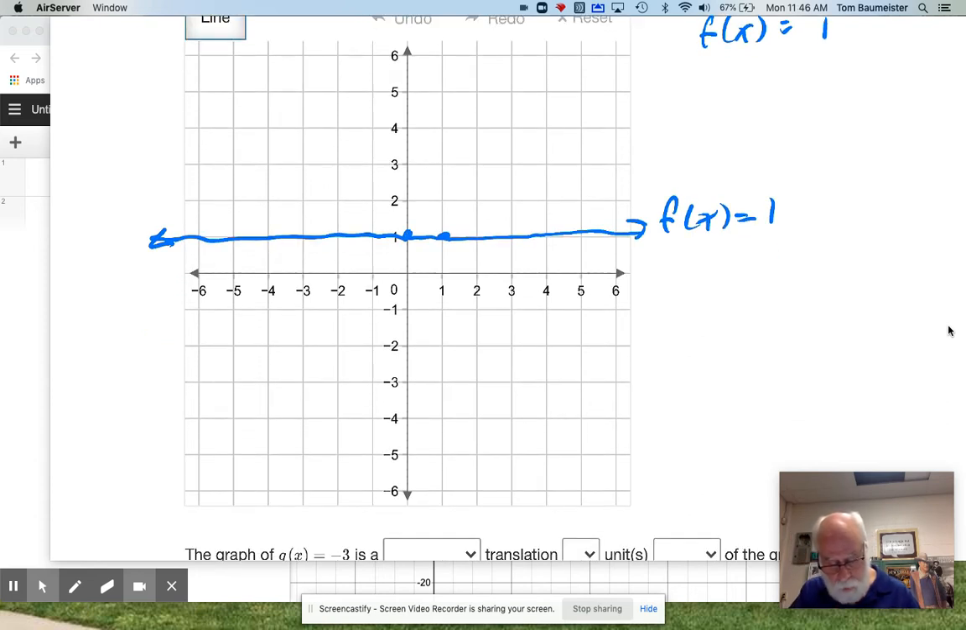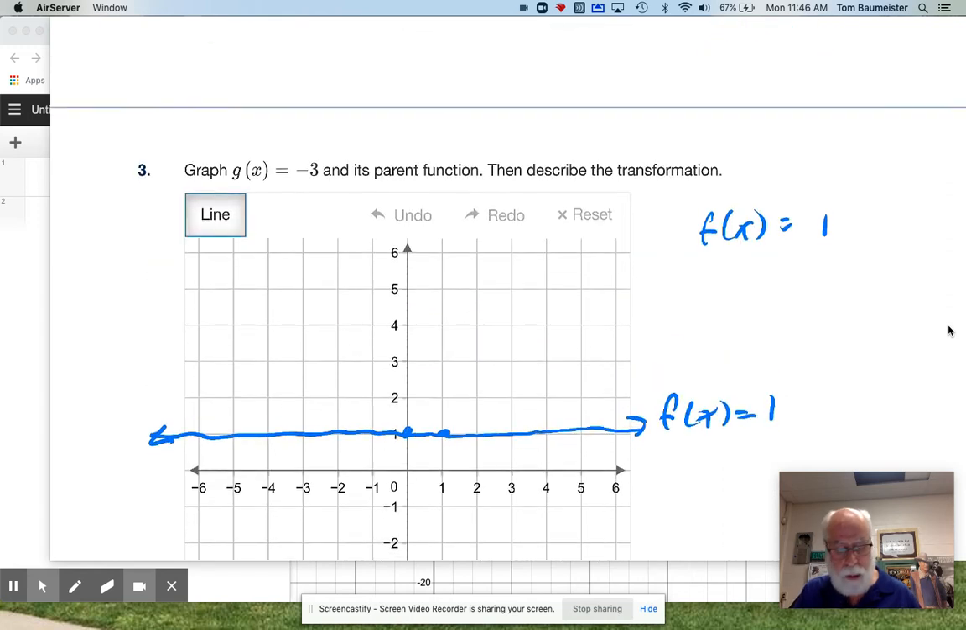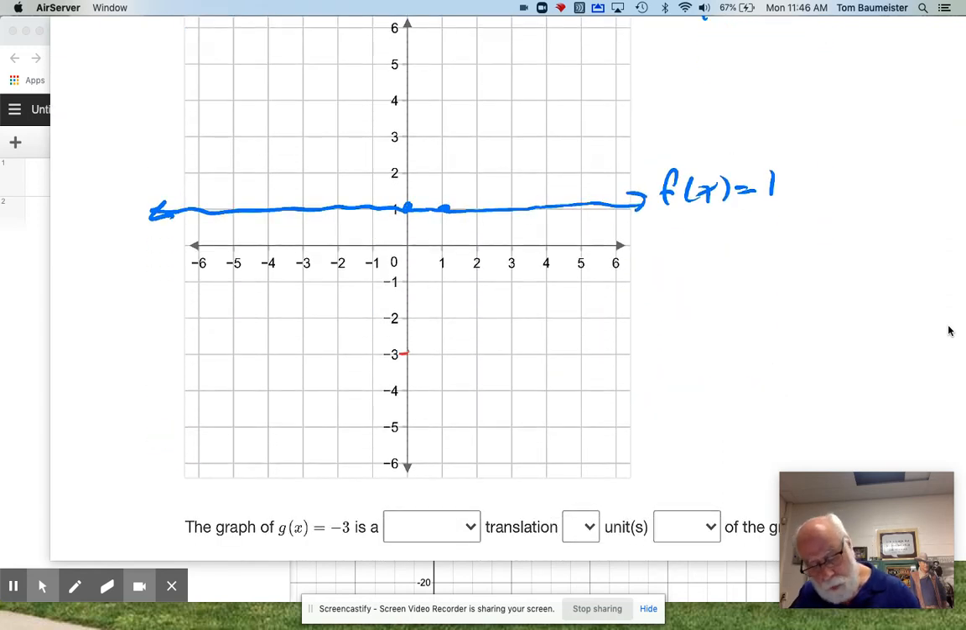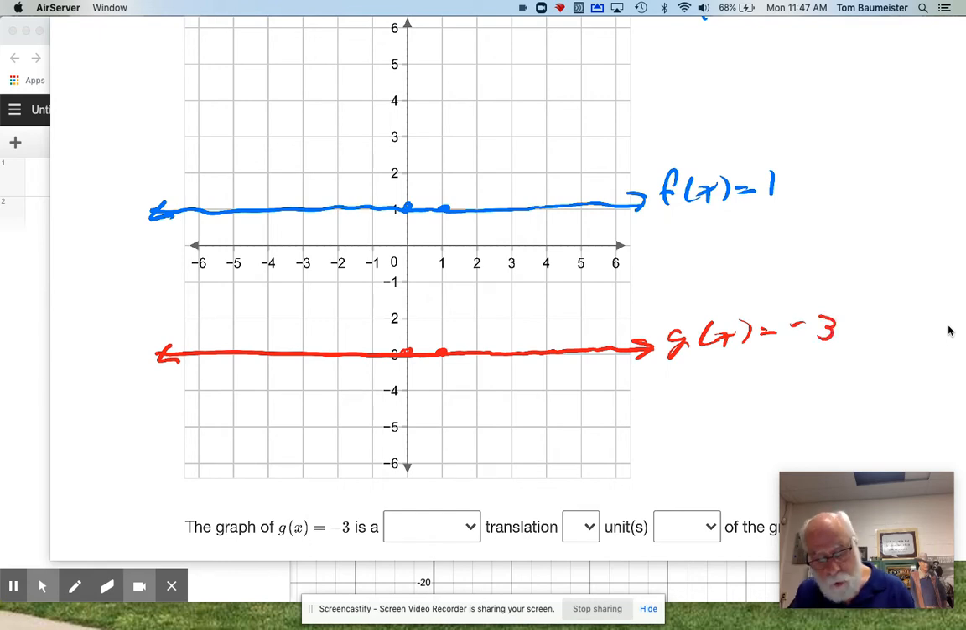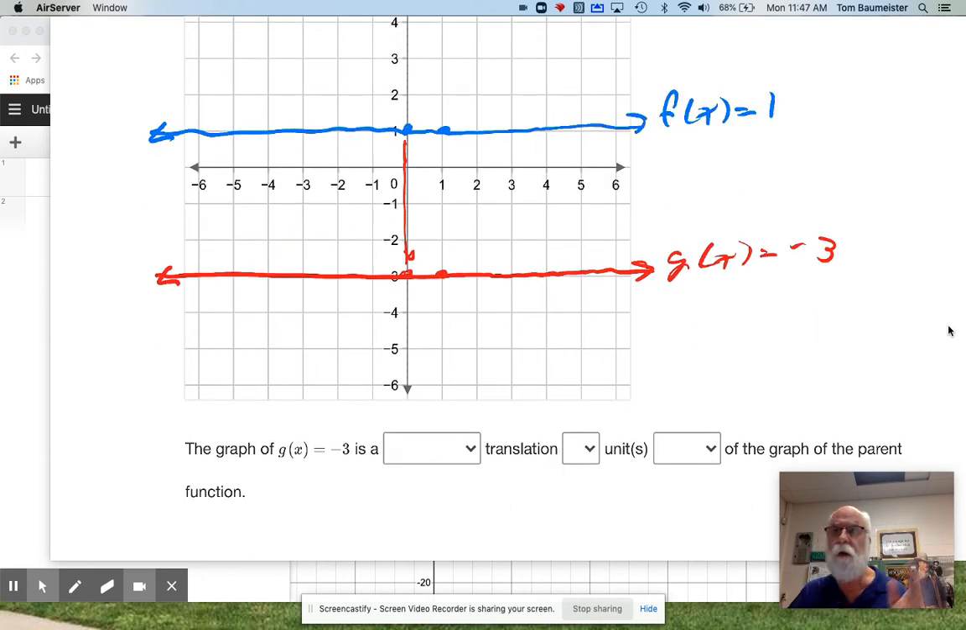So then our other function is going to be -3. So I'm going to go down to -3, and I'm going to draw a line there. And how far did I go down? Went 1, 2, 3, 4. So again, up and down is vertical, side to side is horizontal. So we went vertical. And translation, 4 units, and we went down of the graph of the parent function.